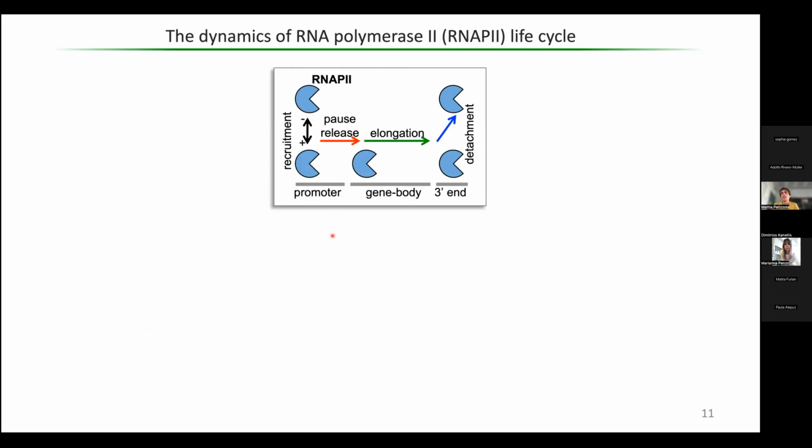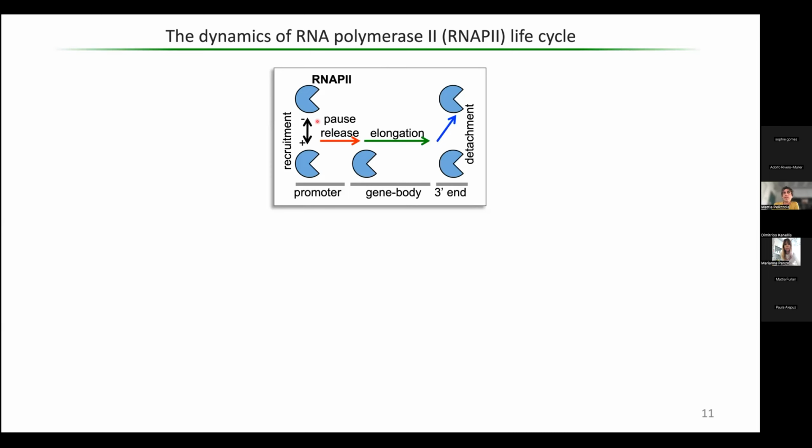On the other hand, I also want to give, in just 2 slides, an idea that we have exactly the same kind of issue in terms of the polymerase itself. So RNA polymerase 2, that we are all familiar with, the interpretation of the data about the abundance and the binding of this complex is also affected by similar issues.